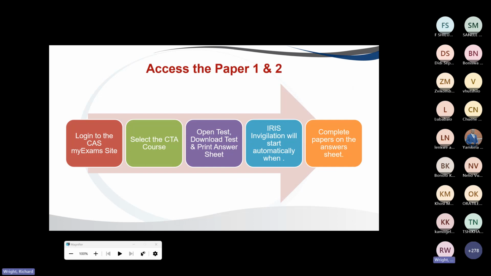So just remember, on the day of the test, you're going to log into the CAS My Exam site. You're going to select the CTA module. You're going to open the test, download it, so you've got reading time. Once you open up that page where you're going to submit your test, IRIS will pop up automatically. You follow the instructions, you start it. Once you're done, you upload to your test site, and then you stop IRIS and it will start its uploading process of all the recordings that it's made during the session.